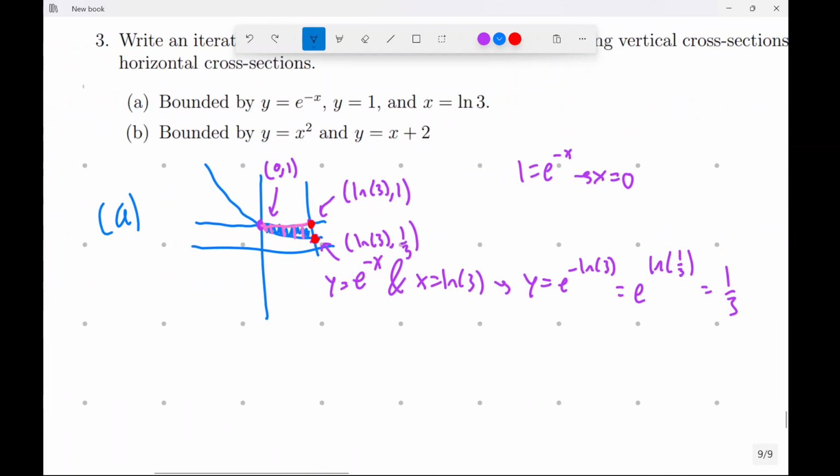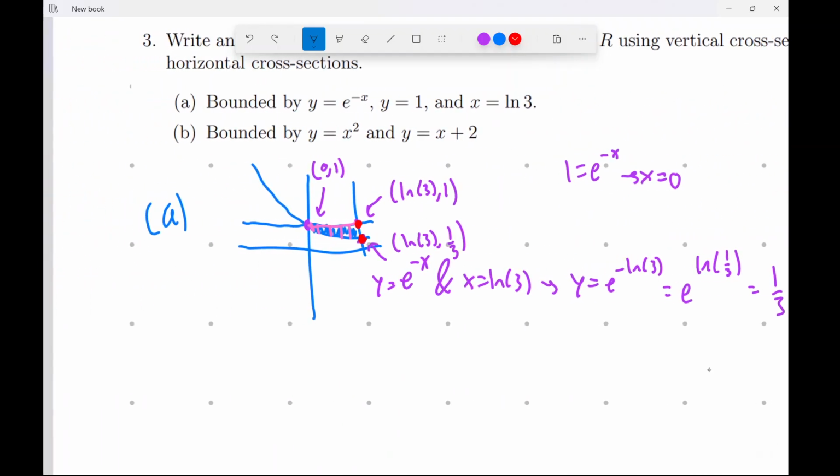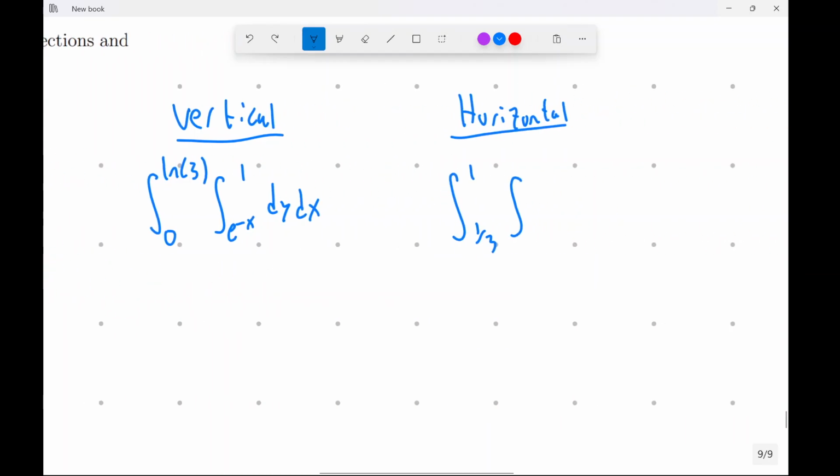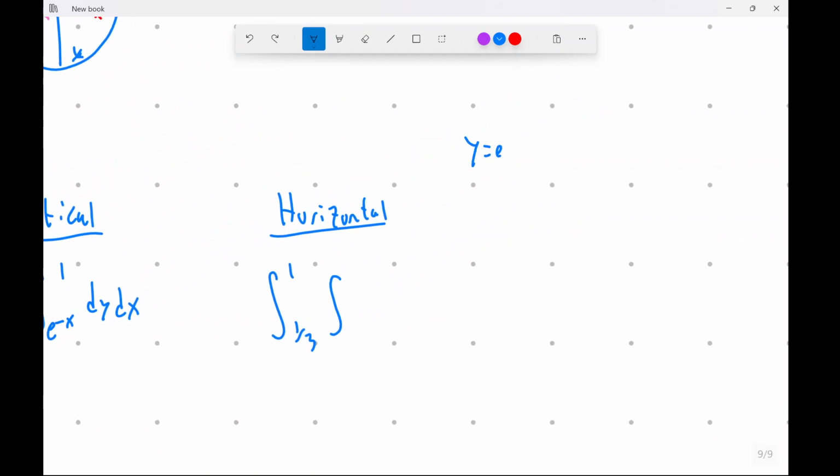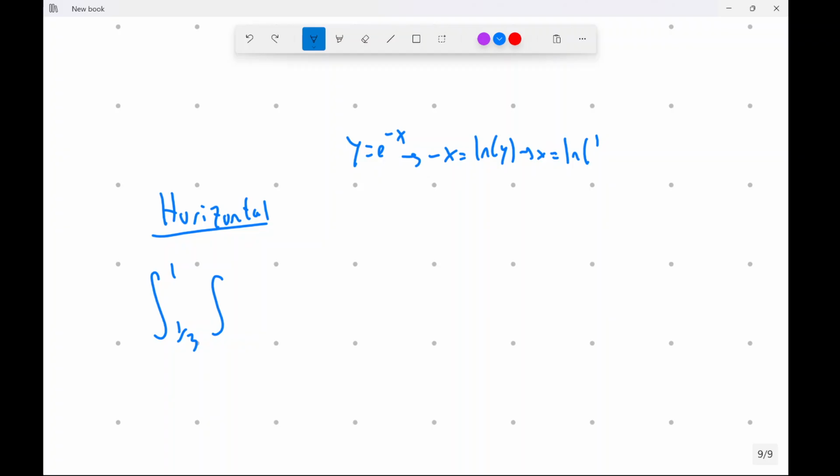Okay, now we have to find our x integral, and to do that we're going to say, okay, if y is a constant, that's these horizontal cross sections, what two curves our cross section is going to be between. And here we can see that the leftmost curve is this one, the y equals e to the negative x. And if y is equal to e to the negative x, then negative x is equal to ln of y, so x is equal to ln of 1 over y.